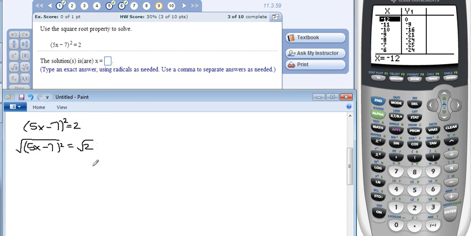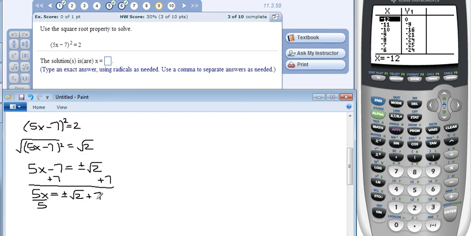both sides. The square root of a square is gone, so all I have left on this side is this, and I have plus or minus the square root of 2. The square root of 2 is not perfect, so I have to leave it underneath the radical. Okay? So now I'm solving for x. So next step would be to add a 7 across. So I have 5x is equal to plus or minus root 2 plus 7.